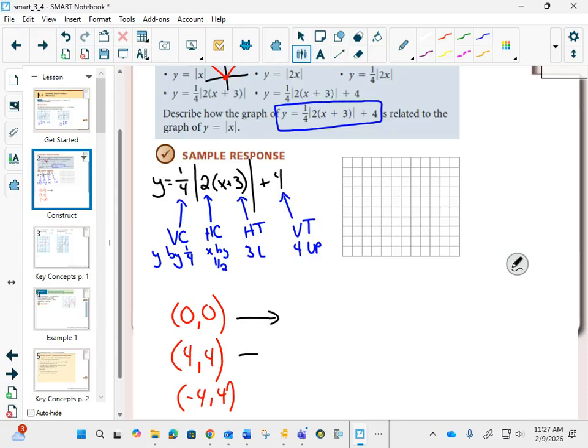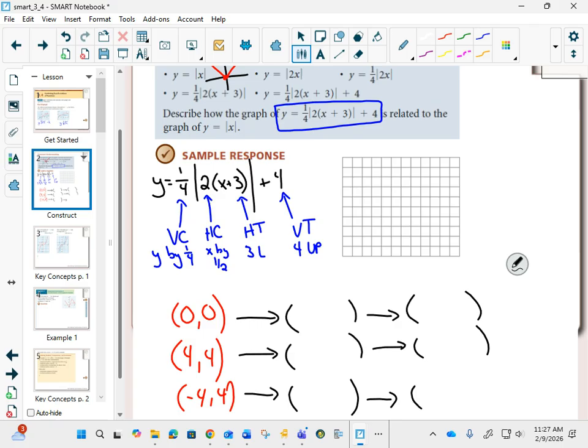And we've done these arrows before. We're going to do them again. But this time we're going to have 2 sets of them. Because I'm always going to do my multiplication stuff, stretches, compressions, reflections first. And then I'm going to do translations second. So above the first set of arrows, I can write that I need to multiply my x values by 1/2 and my y values by 1/4. And above the second arrows, I can write that I'm going 3 to the left and 4 up.